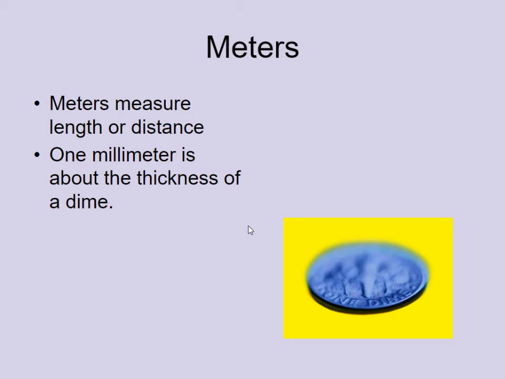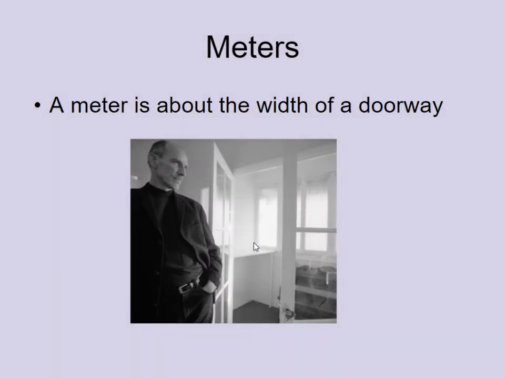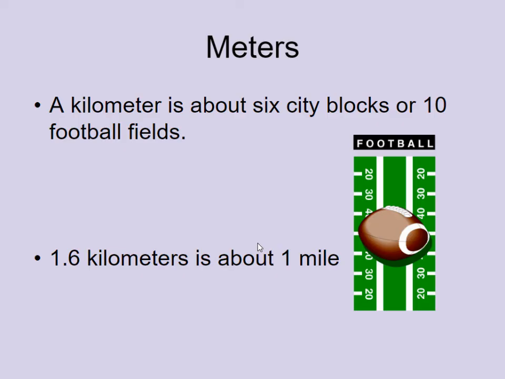A millimeter is about the thickness of a dime. If you look at a meter stick, there are 1,000 little lines for millimeters because there are 1,000 millimeters in 1 meter. A centimeter is about the width of your fingernail. When you look at your fingernail, that is going to be the width of a centimeter. A meter is about a doorway. A 6'1" person is about 1.9 meters, so a meter is about half the height of a person, maybe the height of a toddler.